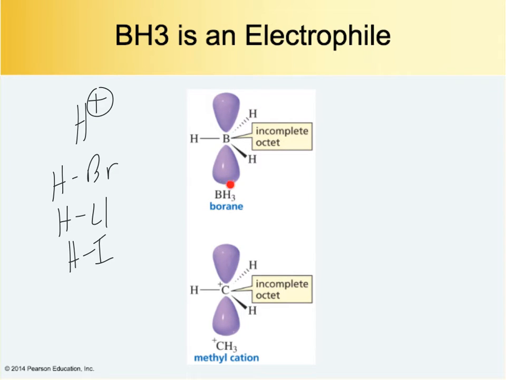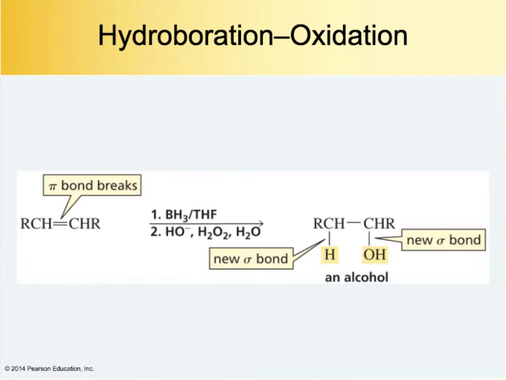We talked about boron being an electrophile because it doesn't have a complete octet, so it's similar to a carbocation in that regard. Because it doesn't have a complete octet, it would be a good electrophile. So let's look at our net reaction. We call this a hydroboration, boron, hydrogen, oxidation.